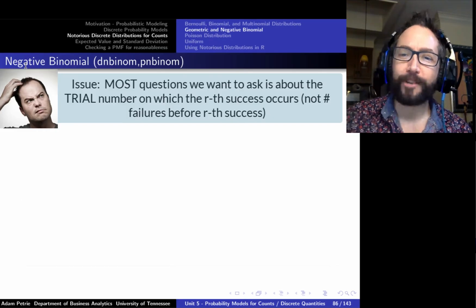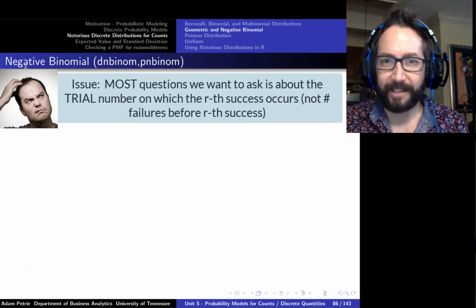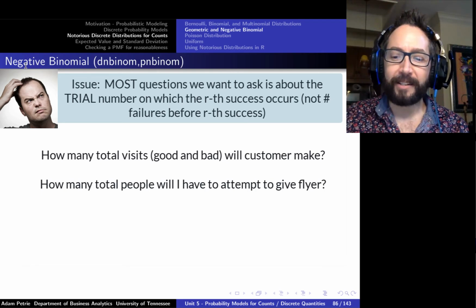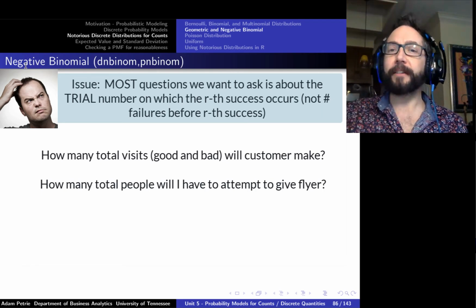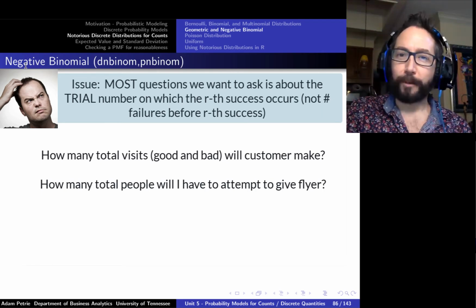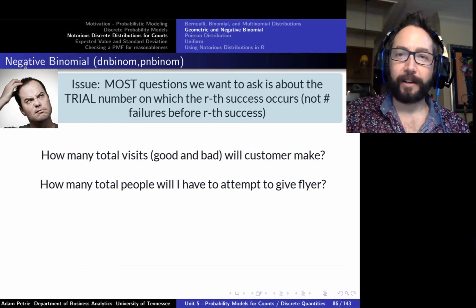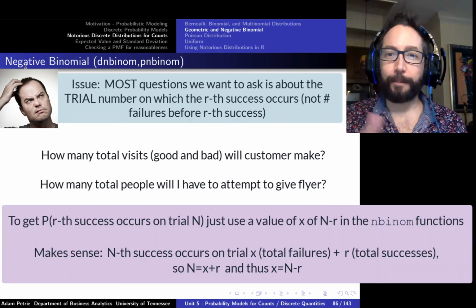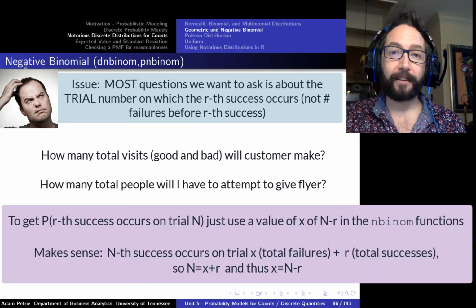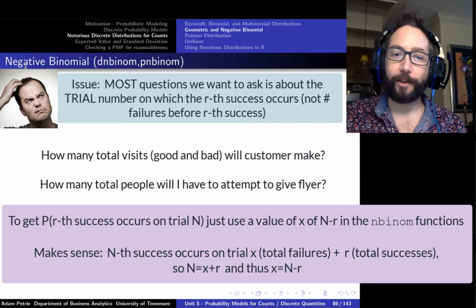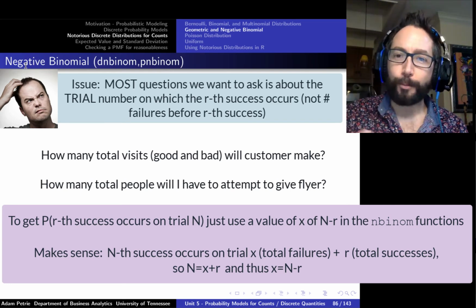And so most questions, when we're really asking this question in business analytics, aren't necessarily about the total number of failures before a target number of successes. It's about the total number of trials that occur in order to get that Rth success. But there's a really easy way to translate between these two questions, the total number of failures and the total number of trials overall. So here's what we're going to do.